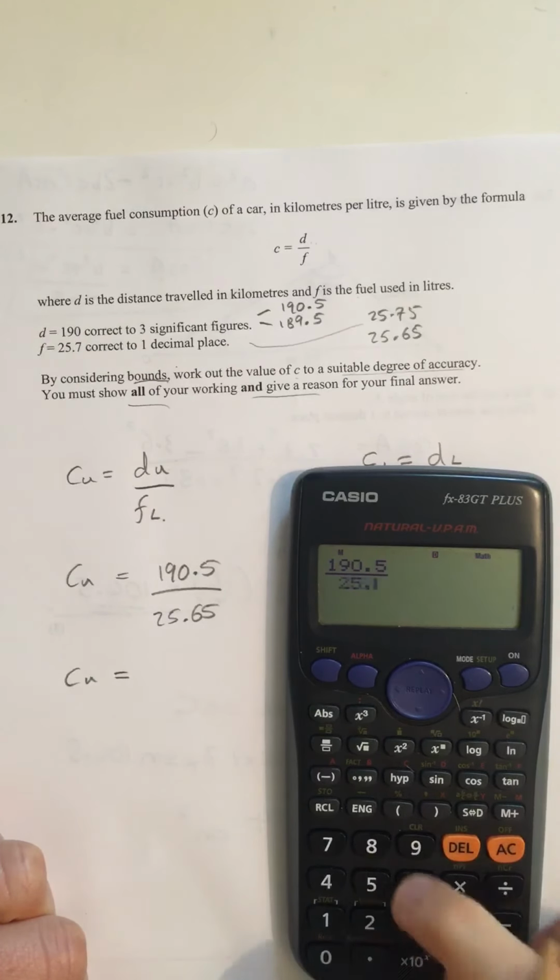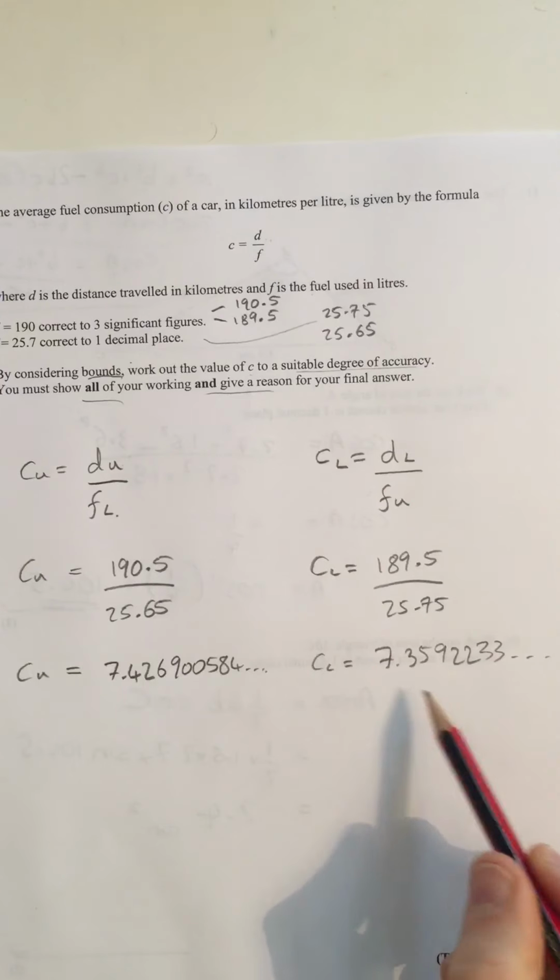For the lower bound for the fuel consumption, we get 189.5 divided by 25.75, which gives 7.359223 and so on. So that is the upper bound for the fuel consumption. So we know it cannot be bigger than that. That's the lower bound for the fuel consumption. It can't be lower than that.